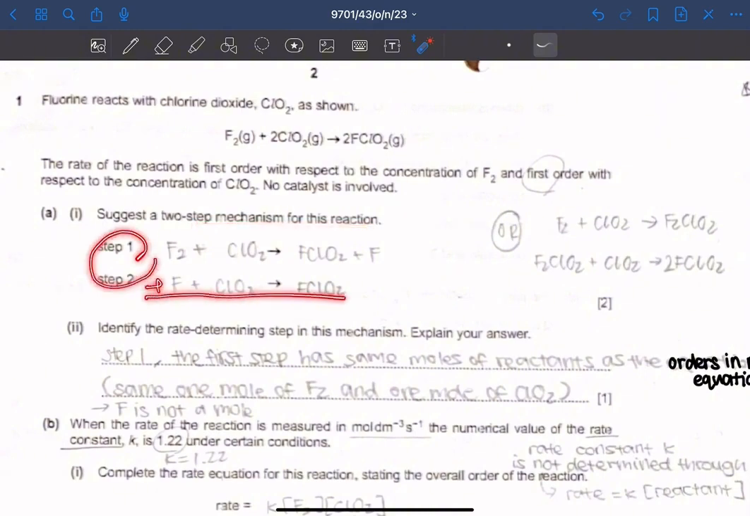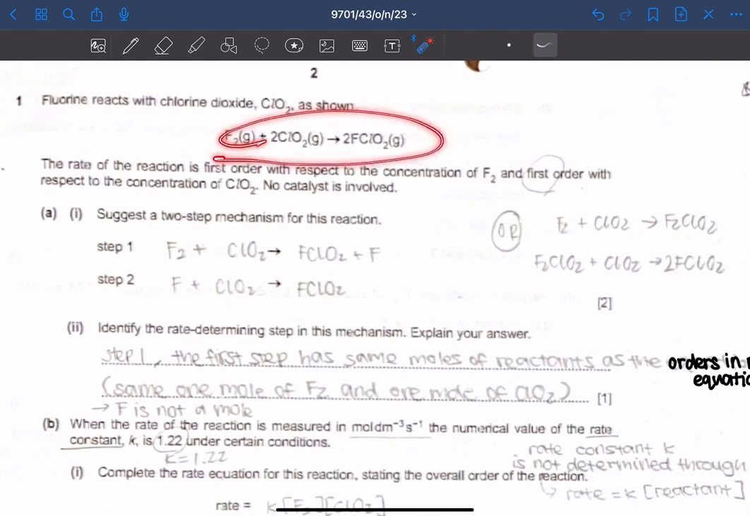So both of these steps will add up to form this equation. So F2 plus ClO2 forms FClO2 plus F. You would need another FClO2 to form 2 FClO2. You would not need this F since it's not present in this equation. And you would need another ClO2 molecule to form this equation. So in step 2, you should write F in the reactant side to cancel out this F in step 1, plus ClO2 to add up, and FClO2 in the product side to add up.